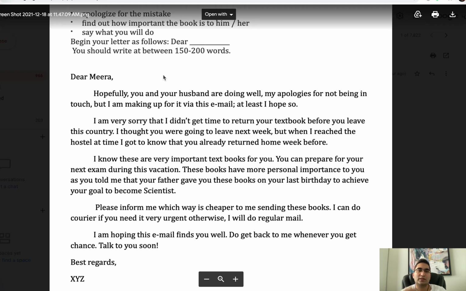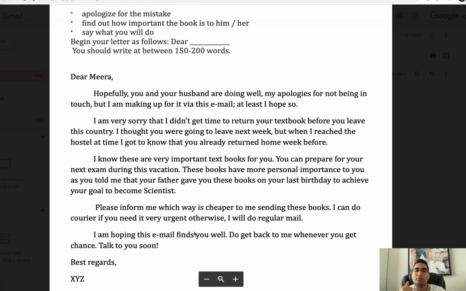Say what you will do is the third bullet point, and he doesn't say what he will do. He says, please inform me which way is cheaper. Deciding these books, I can do courier if you need it, so this is nice. I could do courier. Okay, so he's saying what he will do. If you need it urgently, should be urgently. Otherwise, I'll do regular mail. So still in this second sentence, he is on track.